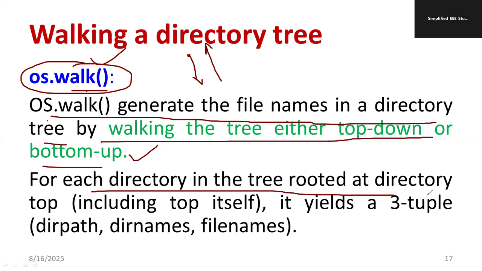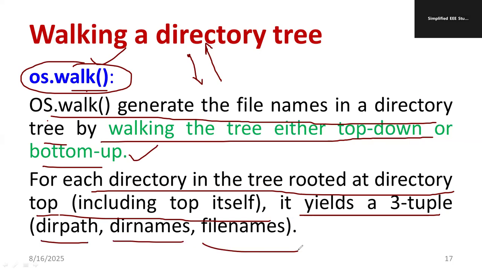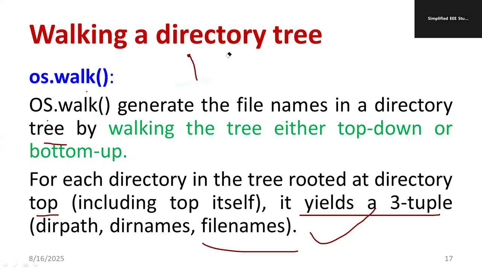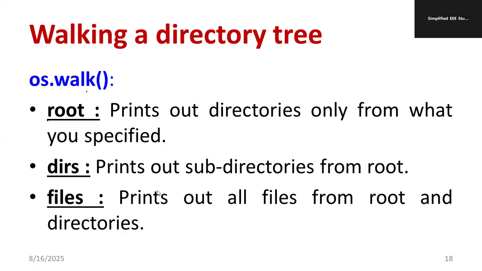For each directory in the tree rooted at a directory top, including the top itself, it yields a tuple representation: directory path, directory name, file name. So we can represent it in the form of a tuple, right? I hope you understood the importance of walking a directory tree. Ultimately you can represent this process by using the tuple, which I mentioned here. That is the importance of os.walk.